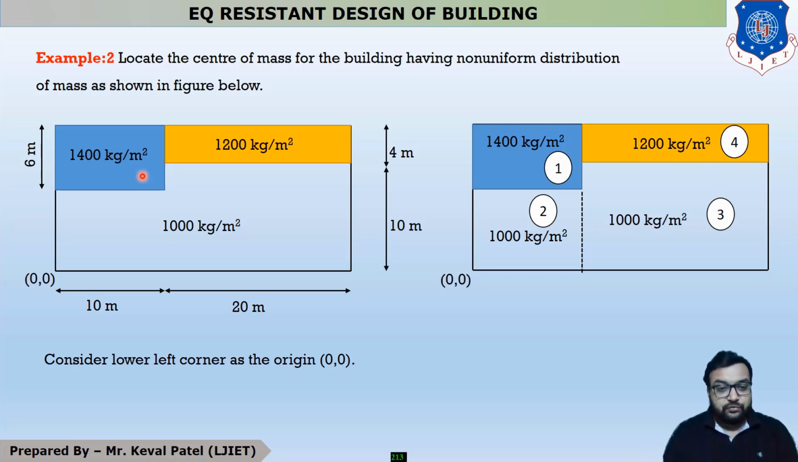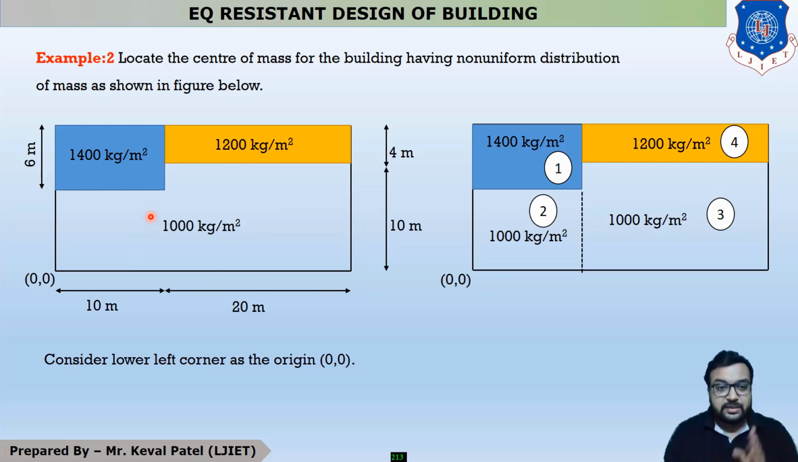First we have to divide this figure into four different parts because of the geometry. This is your rectangle portion, where this length is 10 meter and this length is 6 meter. So this geometry is perfect. The second one has this length of 20 meter and this length of 4 meter. But this geometry is not looking good.